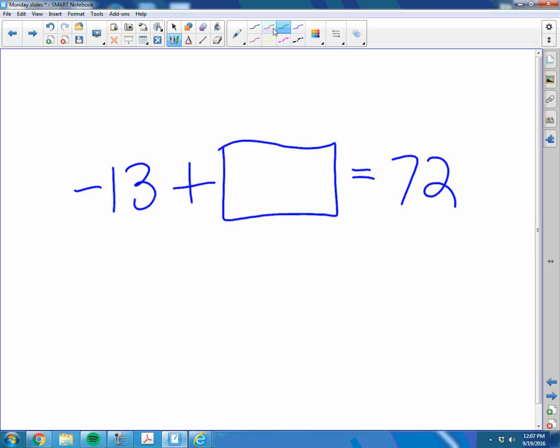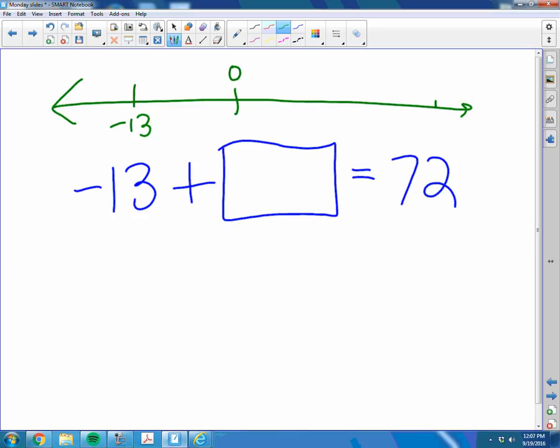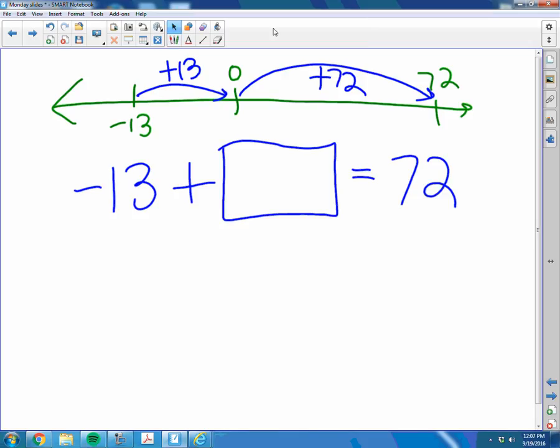Now again, if you're thinking about this from a number line standpoint, guys, almost done. You're starting at negative 13. Everyone, you're starting at negative 13. You first have to get to 0, and then you have to get to 72. To go from negative 13 to 0, that's 13. To go from 0 to 72, that's another 72. So essentially, you're adding 85.